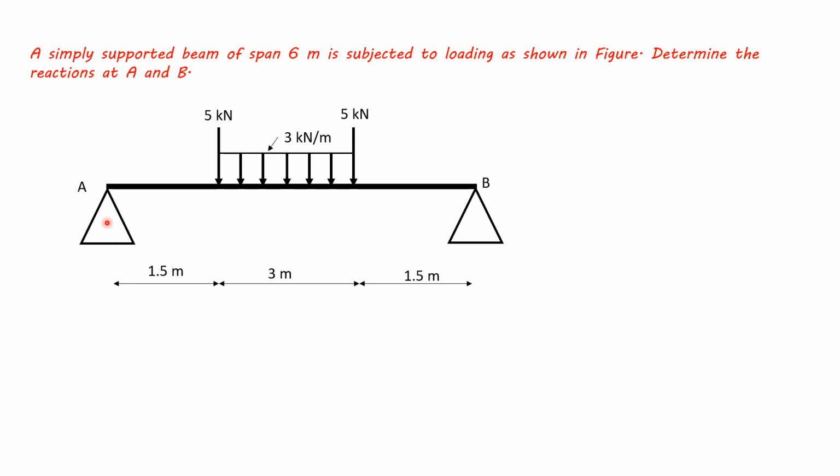These are two supports, simple supports A and B, and this is one loading, a point loading of 5 kN, and this is a point loading of 5 kN, and this is a 3 kN per meter uniformly distributed rectangular load. We have to find the reactions at A and B.